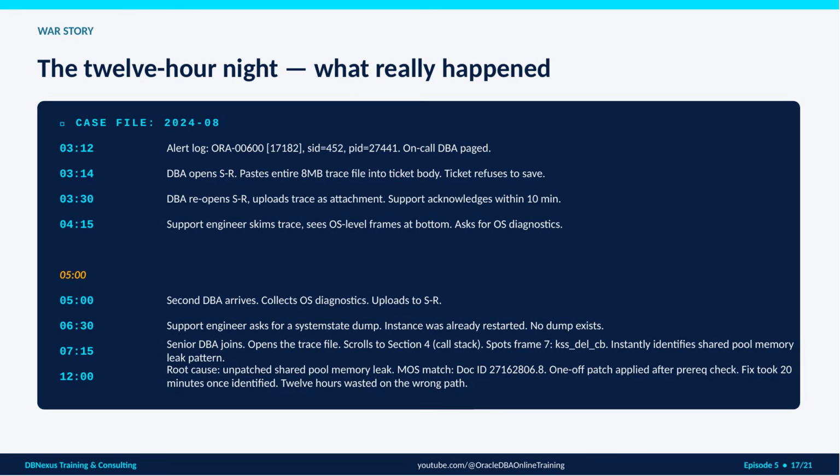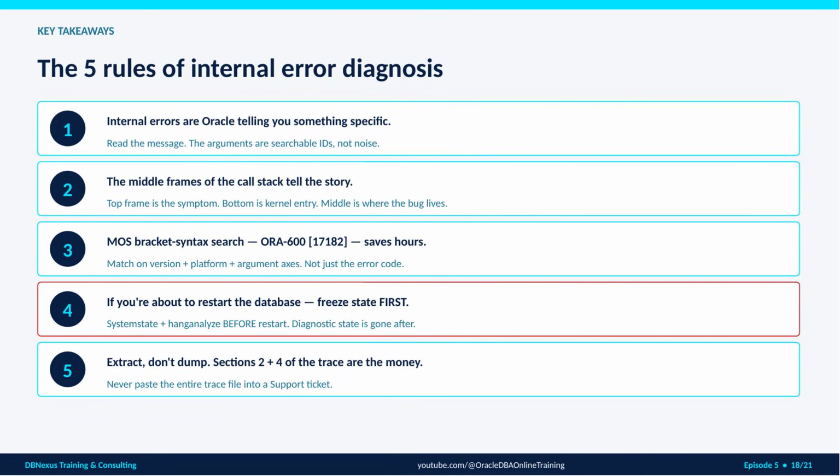Don't be that team. 5 rules, take these home. Number 1, internal errors are Oracle telling you something specific, not random noise. Read the message, the arguments are searchable IDs. Number two, the middle frames of the call stack tell the story. Top frame is symptom, bottom is kernel entry, middle is where the bug lives.